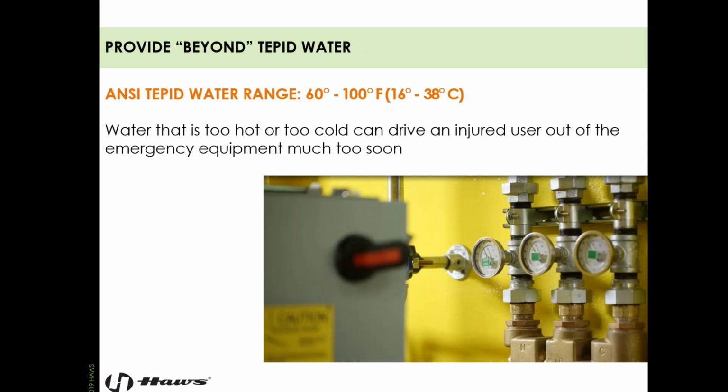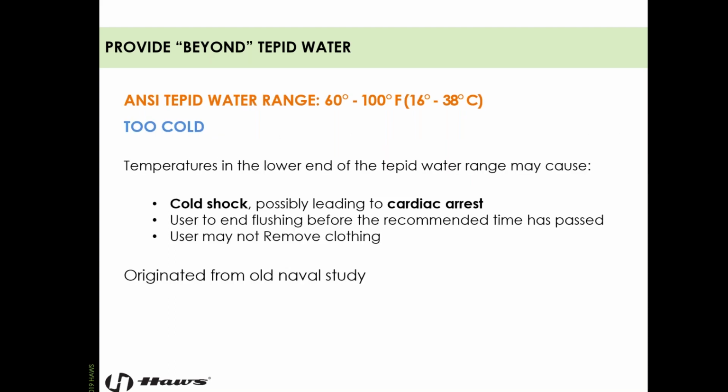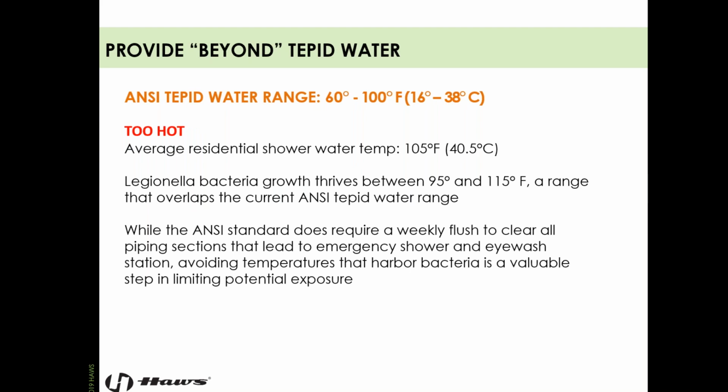ANSI tepid water range, make sure you're providing tepid water. Remember that water that's too hot or too cold can drive the injured user out of the emergency equipment way too soon. If it's too cold, you're risking cold shock, cardiac arrest. They may not remove their clothing, which is really important. If it's too hot, your average residential shower is about 105 degrees Fahrenheit. That's about where mine is at. Legionella, unfortunately, thrives between 95 and 115 degrees Fahrenheit, which overlaps the ANSI standard. So we always suggest 80 to 85 degrees Fahrenheit is really an ideal range for emergency equipment.